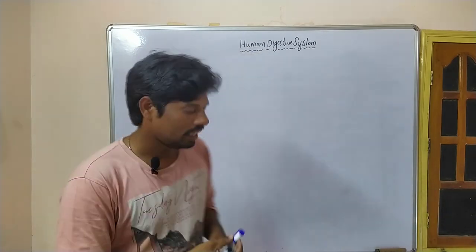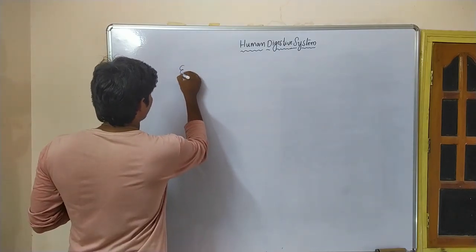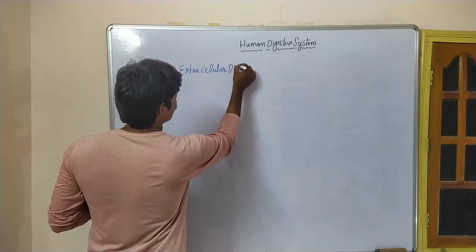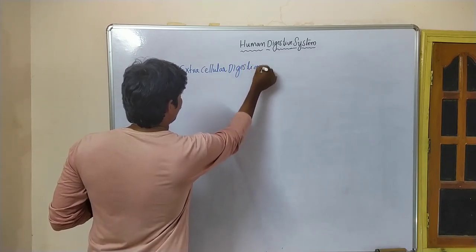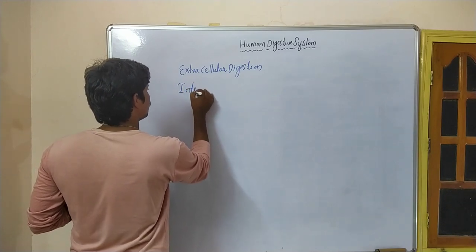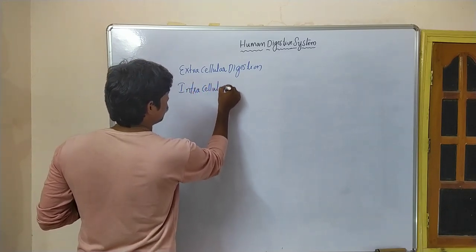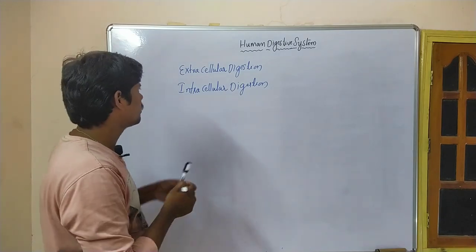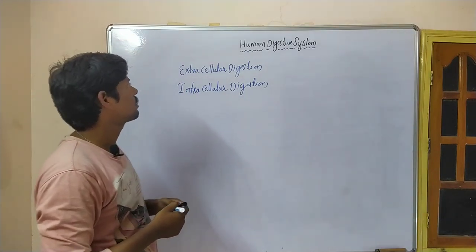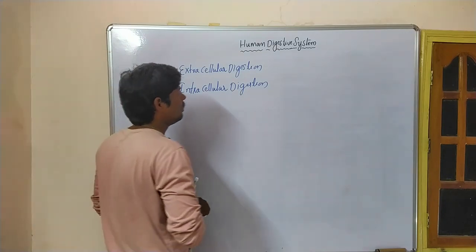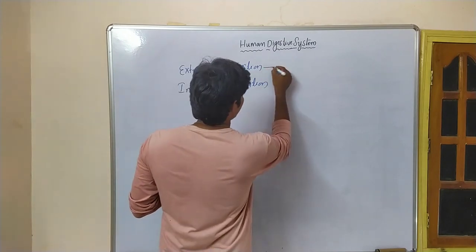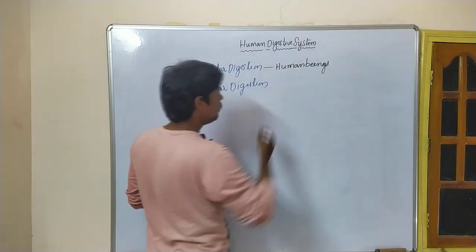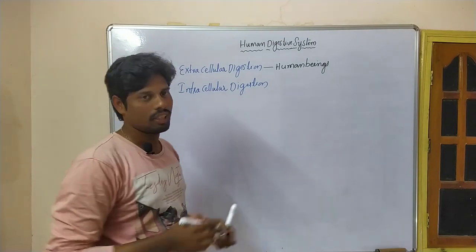They include extracellular digestion and intracellular digestion. We gave some examples for intracellular digestion and also extracellular digestion. For extracellular digestion, we mentioned that human beings are the best example.